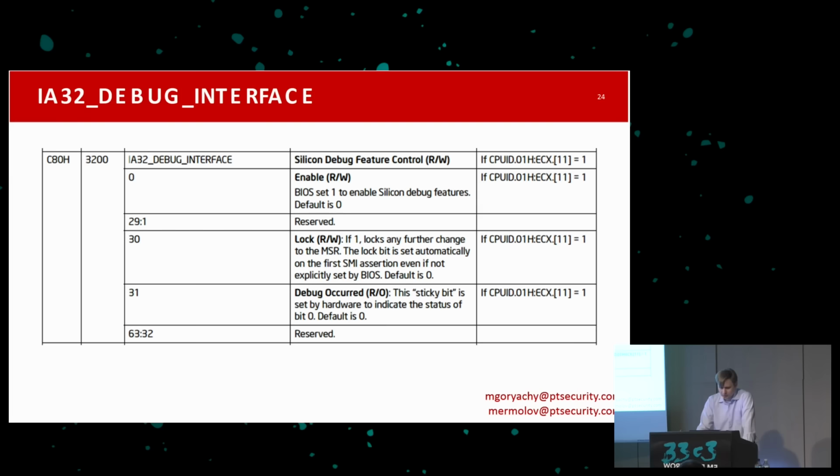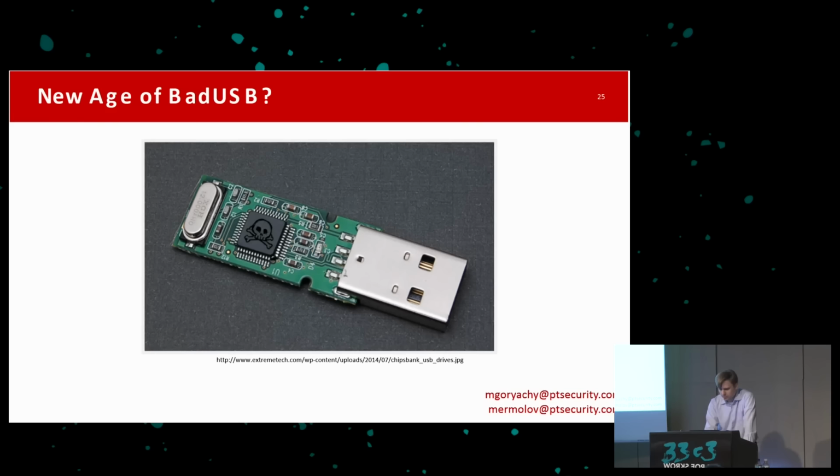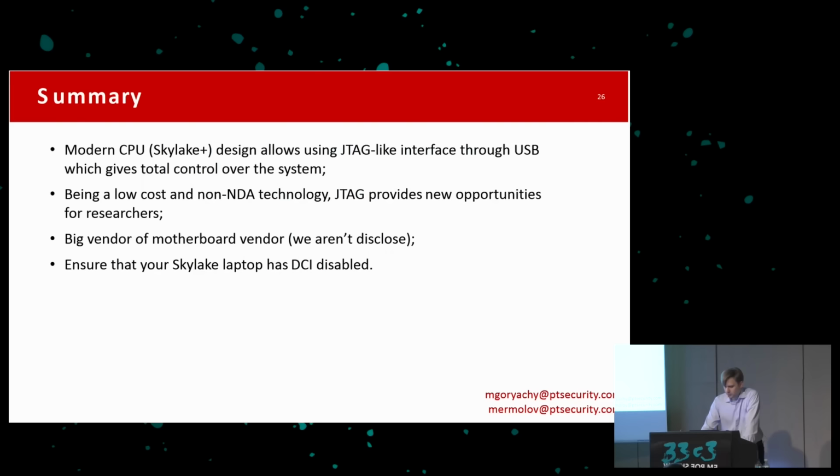And can you help to protect your platform, your laptops, and the new age of BTUSB? You can find or make a special device which transmits commands from USB or Wi-Fi and use it to implement a backdoor in laptops or servers or other motherboards or computers. Modern CPUs allow using debugging tools through USB 3, available on numerous platforms. These tools make it possible to control a system totally, making the technology attractive not only for debugging and research, but also for deploying hardware Trojans.